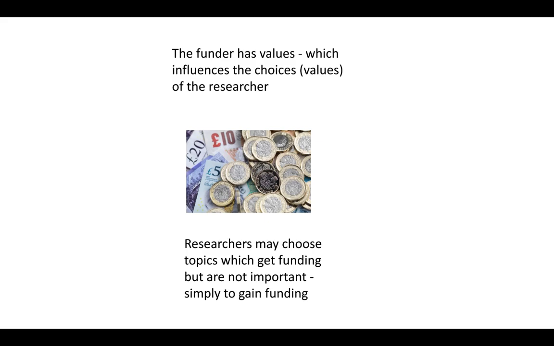And secondly, the researchers may choose topics which get funding but are not important simply to gain funding. If you work for a charity, you know that certain types of research are going to end up with you receiving more money. And so you're going to choose those topics of research. A good example would be if you're going to research gangs. At the moment, gangs is a moral panic. It's in the news cycle a lot. If you're going to do research into gangs, you're much more likely to get funding than if you do research into disabilities, because people aren't particularly interested in disabilities in the media narrative at the moment.